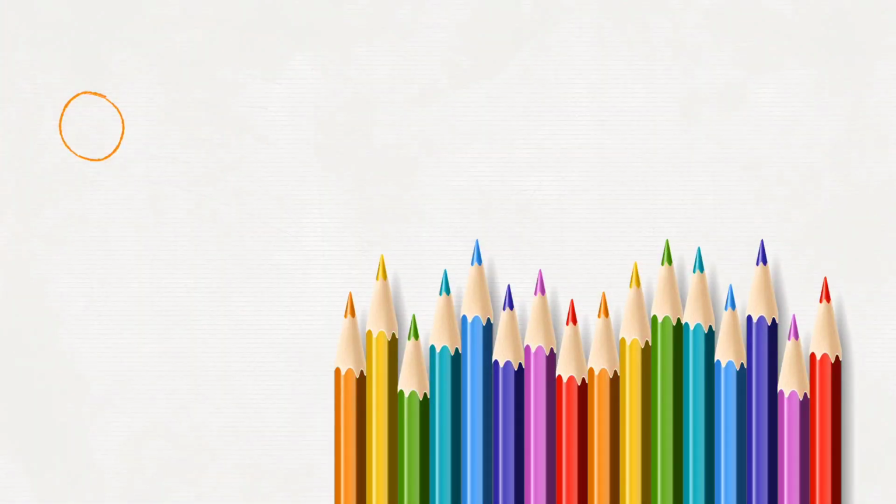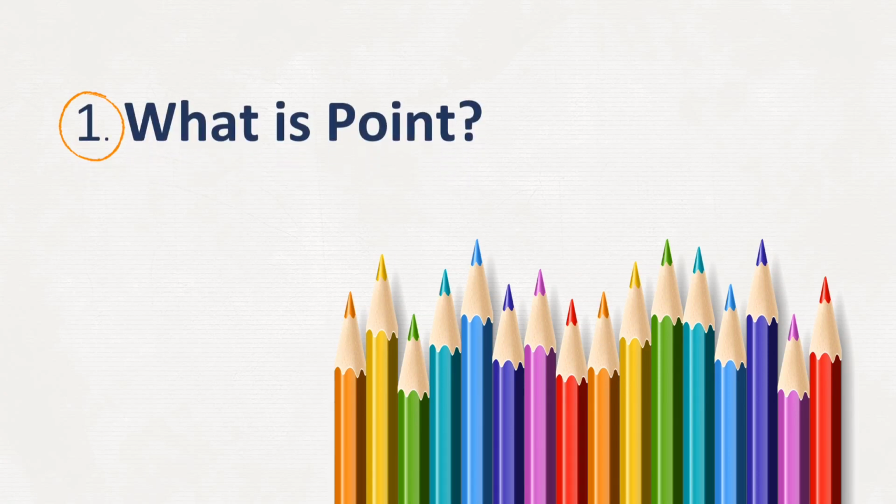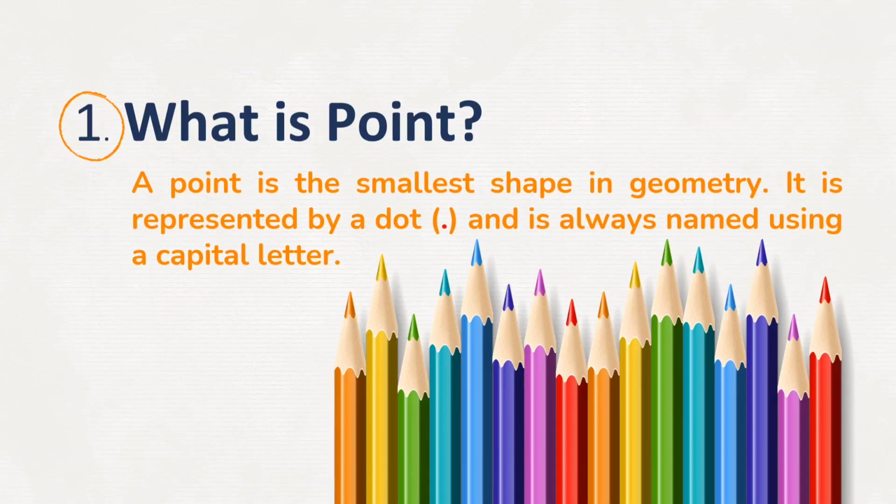What is a point? Point is an exact location. When you take a pencil and put a dot, that dot is called a point. So, a point is the smallest shape in geometry. It is represented by a dot and is always named using a capital letter. It will not have a length or a breadth. It will not have any thickness.